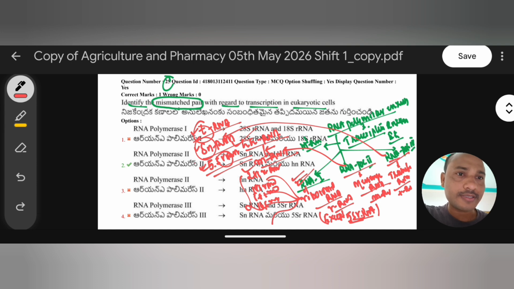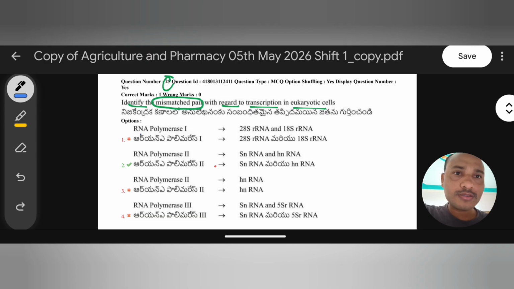Okay, right. So now we analyze here. Which one is the right answer? Here, RNA polymerase 1: 28S rRNA, 18S rRNA. Yes, this statement is right. But here we have to identify the mismatched pair. RNA polymerase 2, snRNA, hnRNA. Actually hnRNA is right, but snRNA is given. By whom is snRNA generally transcribed? Not RNA polymerase 2; it is transcribed by RNA polymerase 3, like tRNA. So this statement is wrong. And RNA polymerase 2, yes, hnRNA.